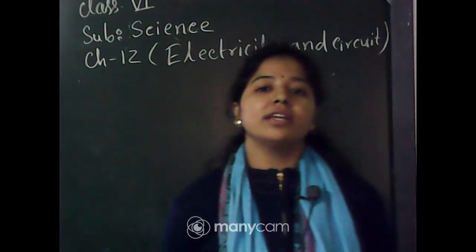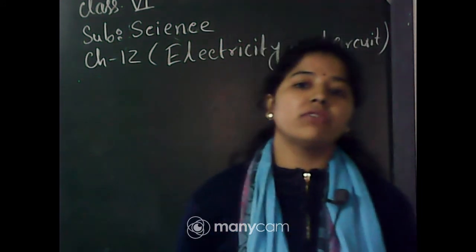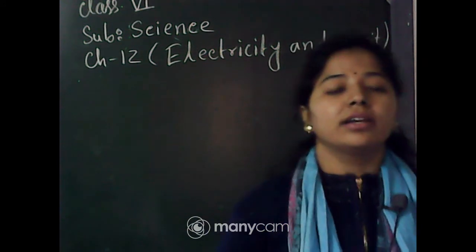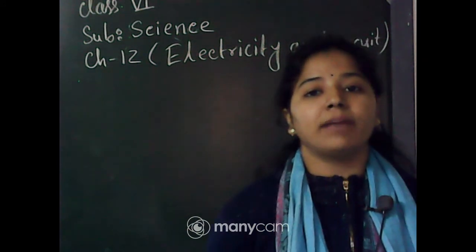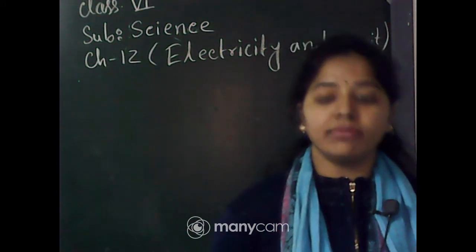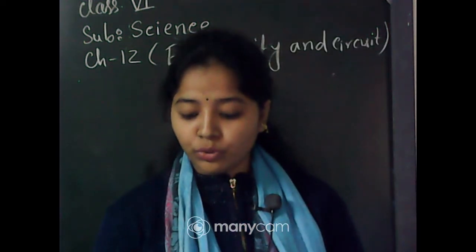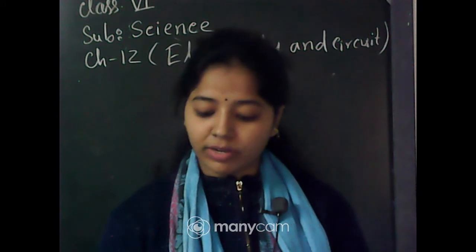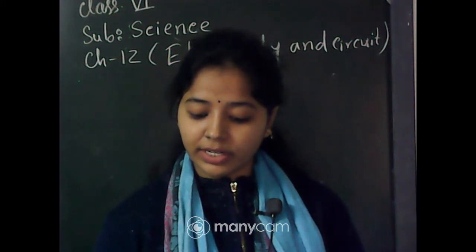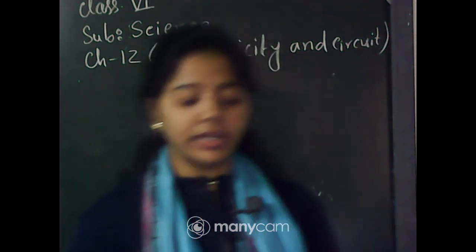Then we saw that in a bulb there is a thin wire called the filament, and what the main function of that filament is. We have read up to subtopic 12.2 from your book, page number 117, that is a bulb connected to an electric cell.